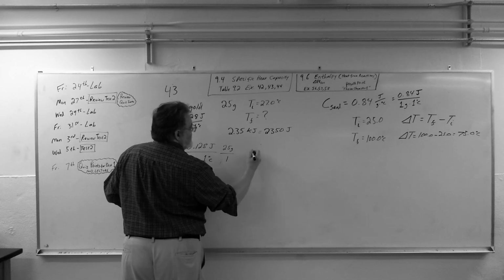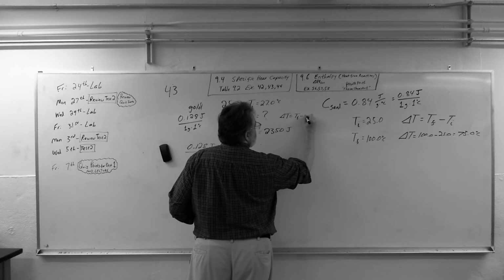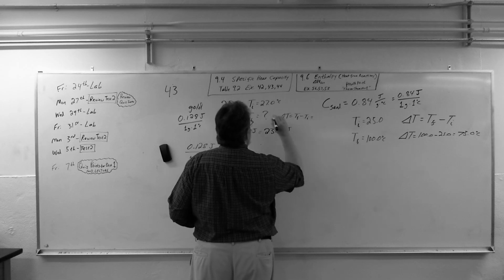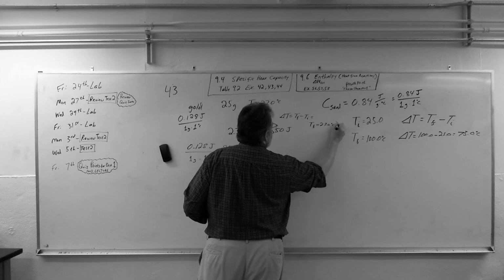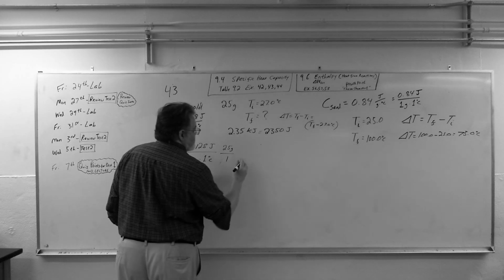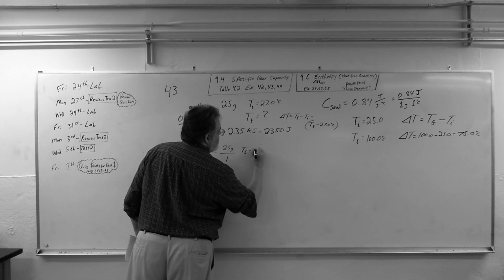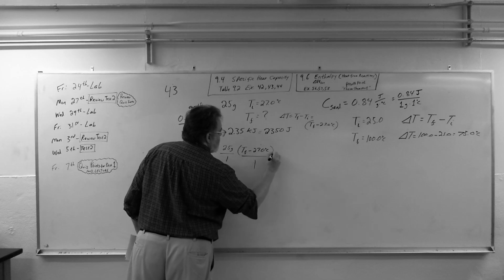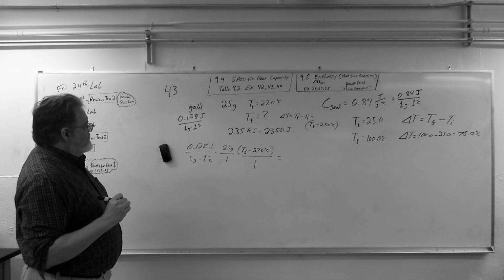And then my delta T, delta T equals temperature final minus temperature initial. That's what I'm putting in for my delta T. So my delta T will go here. That's going to end in joules.